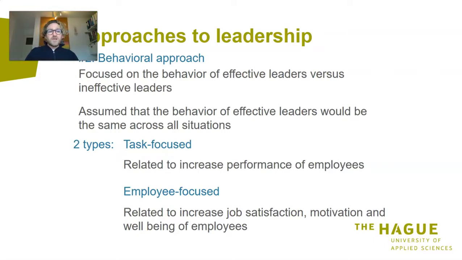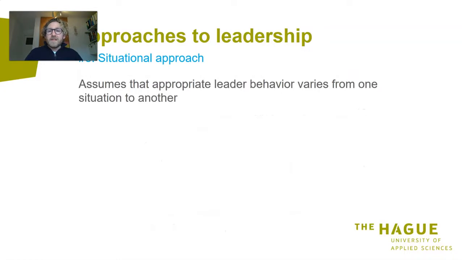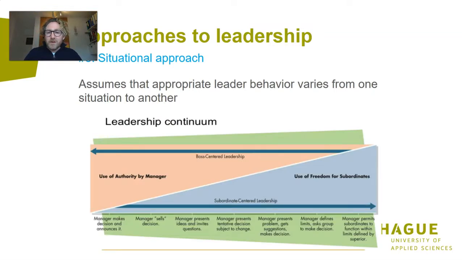The third approach to leadership is the situational approach. This assumes that the appropriate leader knows how to behave in one situation or another, which means that the leader can change his or her behavior. So you actually see that the leadership continuum is cross-lined. So depending on how your subordinates are, you make certain choices. So you have boss-centered leadership versus subordinate-centered leadership. Depending on how the people, the process, and the organization are, you change your behavior.